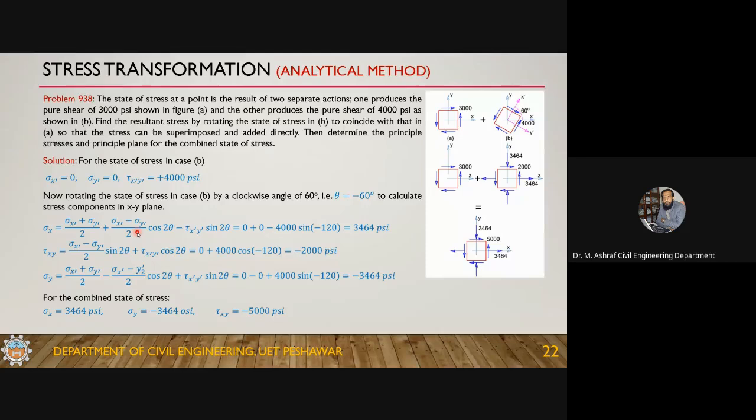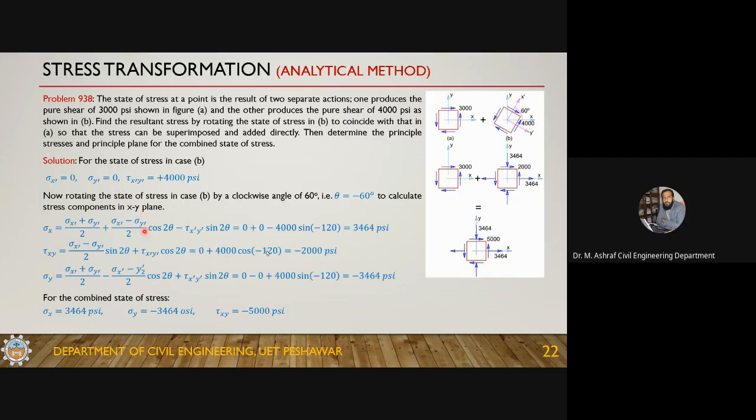So here the rotation will be a clockwise rotation of 60 degrees. If you want to rotate from X prime to X, then you will have to use theta equal to minus 60 degrees, since clockwise is written as a negative number. So this is the equation.